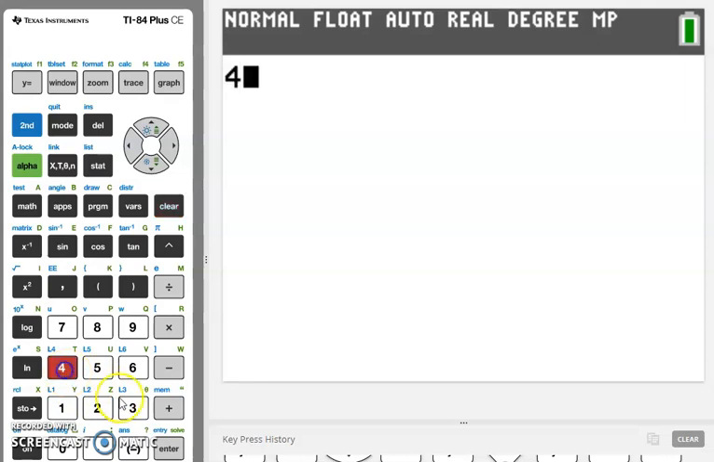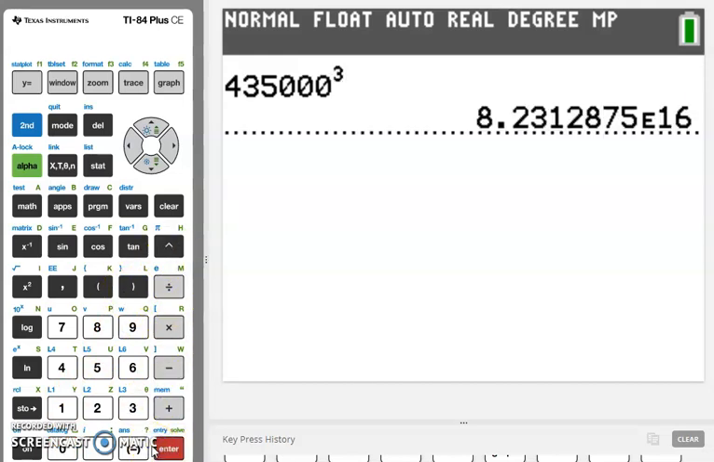So first I'm going to take my 435,000 and cube that value. And you'll notice it gives me a value in scientific notation. This E on my calculator means times 10 to the power of 16. Scientific notation gives you a number between 1 and 9.9 times 10 to the power of something. So your first number is a single digit and then a decimal, multiplied by a power of ten, because it's so large your calculator can't hold the digits.